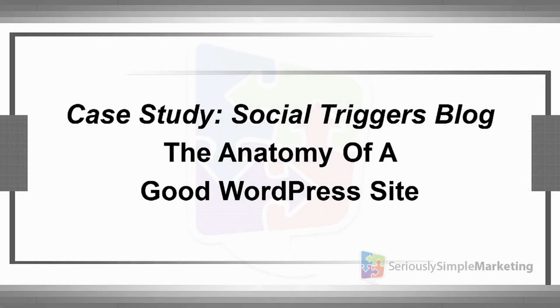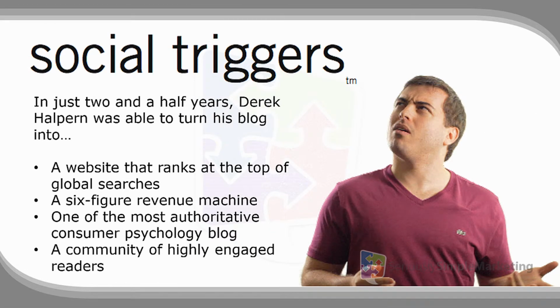In this video, we're going to discuss what we hope to be the first of many WordPress sites that we consider worth modeling, something that we find really, really good. In this case, it's the Social Triggers blog. Now, Social Triggers, if you're not familiar with it, in the past 2.5 years, Derek Halpern was able to turn his blog into a website that ranks on top of some of the global searches that are out there. It's a 6-figure revenue machine, one of the most authoritative consumer psychology blogs that is out there. He's all about psychology and marketing.